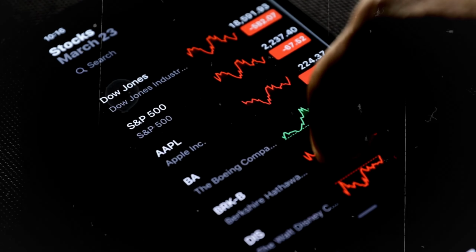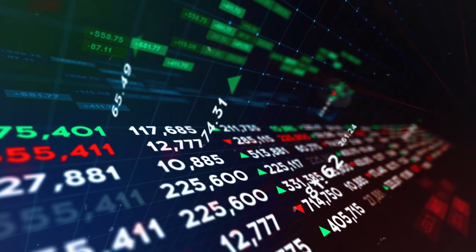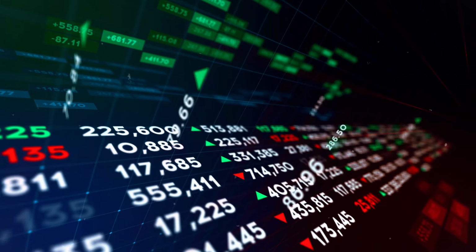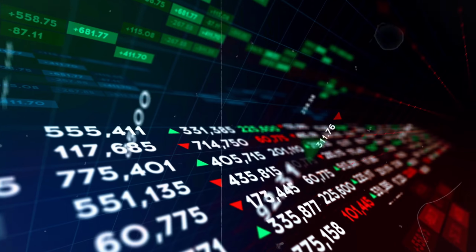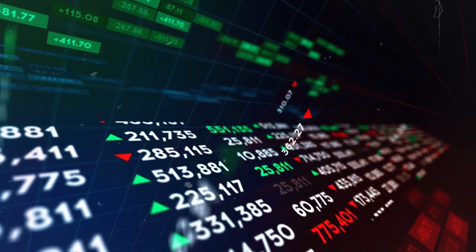Stocks, mutual funds, index funds, and ETFs. These are some of the common financial instruments that you might have heard of at some point in your life, but may not fully understand. What are they, and how do they work?